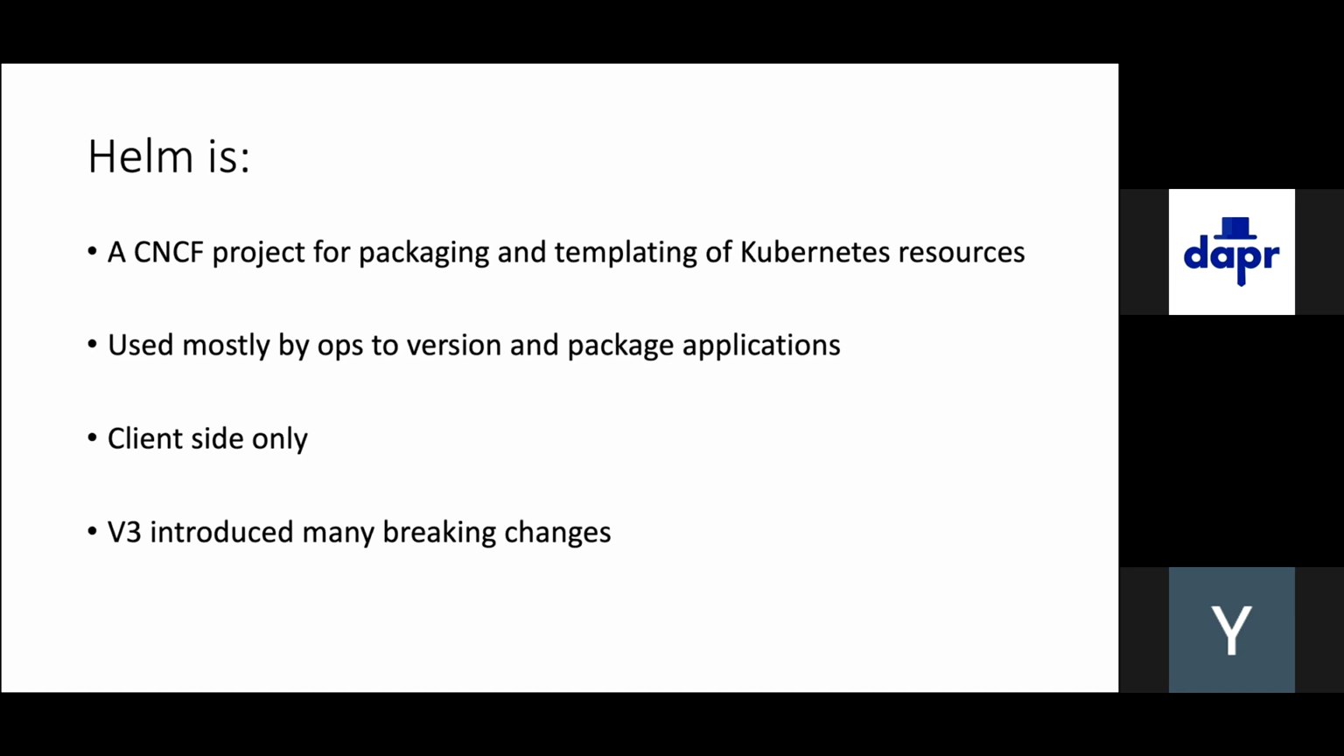And then Helm is client-side only. It didn't always used to be just client-side. It used to have a server-side aspect called Tiller, but that was very controversial. Not a lot of people liked that. So version 3 of Helm came out client-side only. It dropped the server-side support, but unfortunately it had a bunch of major breaking changes. And it basically caused almost every Helm chart in existence to need a complete rewrite from scratch, which was kind of unfortunate.